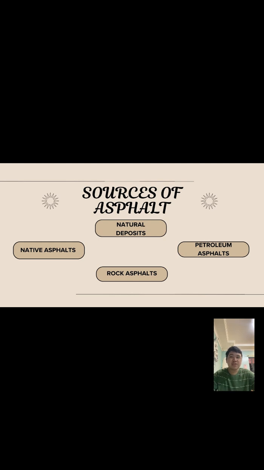The second source is the rock asphalt. The rock asphalt is a naturally occurring mixture of sandstone or limestone, saturated with asphalt. Deposits of rock asphalt have been found in states like California, Texas, Oklahoma, and Alabama. The asphalt content in these deposits ranges from 4.5% to 18%, depending on the specific state.